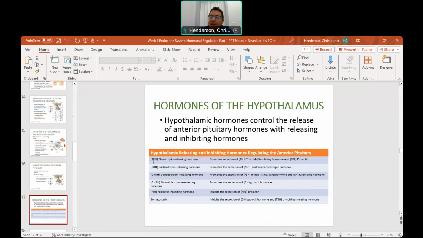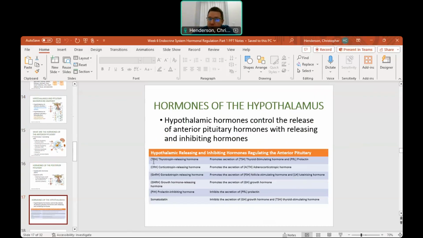Thyrotropin releasing hormone, what's that going to do? It's going to stimulate the pituitary to release thyroid stimulating hormone or prolactin. The corticotropin releasing hormone is going to produce the release of ACTH, which is your adrenocorticotropic hormone. That is going to stimulate your adrenal gland to secrete cortisol. Gonadotropin releasing hormone is going to stimulate your pituitary to release either follicle stimulating hormone or luteinizing hormone.